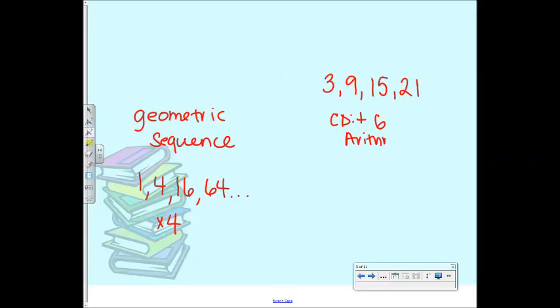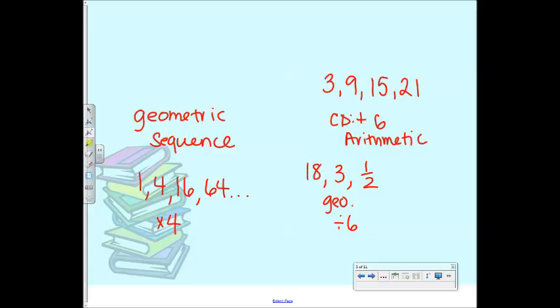All right, what about this one? What about this one? This one is geometric, and it would be divide by 6. All right, geometric and divide by 6.